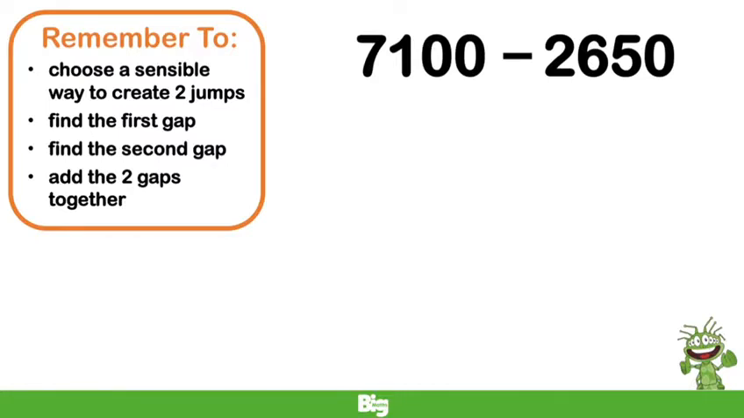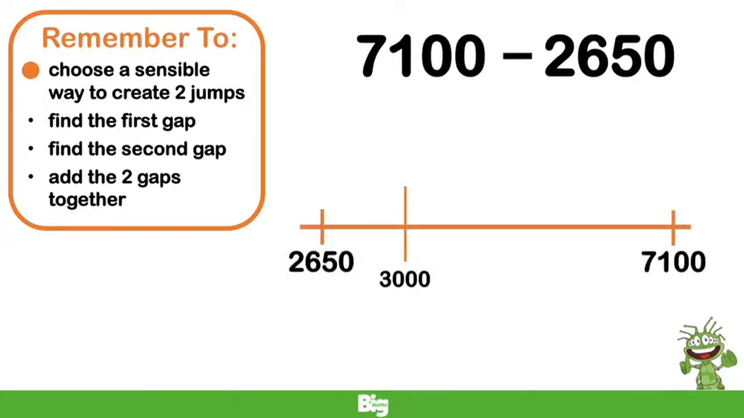Then you're going to choose your own sensible jump. So what we've got here, we've got our subtrahend on the left, 2,650, and we've got a sensible jump here. We've rounded up to the next 1,000. So we've rounded 650 up, and we've given ourselves the number 3,000. That's going to be our first jump. We're going to work out how to get from 2,650 to 3,000. Then, because we've got a nice multiple of 10 there, it'll be very easy to make our second jump to 7,100.